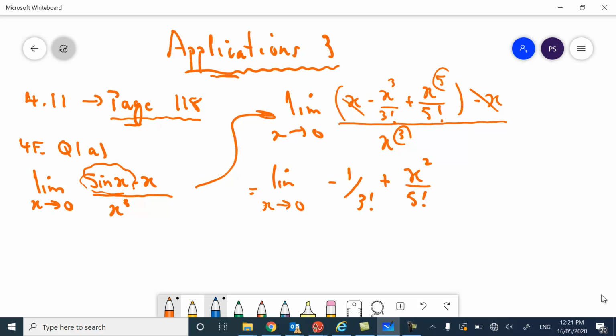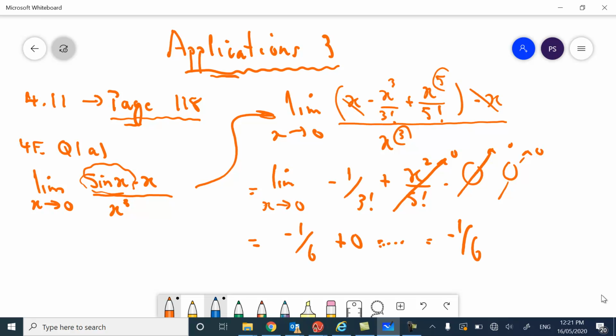Take the limit now as x approaches 0, and we end up with minus 1 on 6 plus 0 and so on, because these other terms all have some x in them, and of course they'll all just approach 0, 0, 0, and so on. So we end up with minus 1/6. That's a relatively straightforward one.